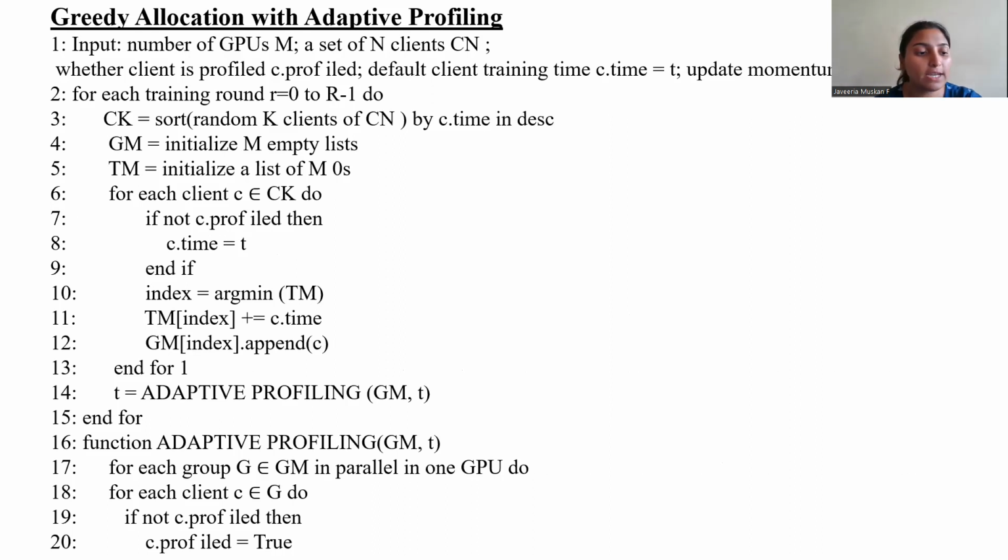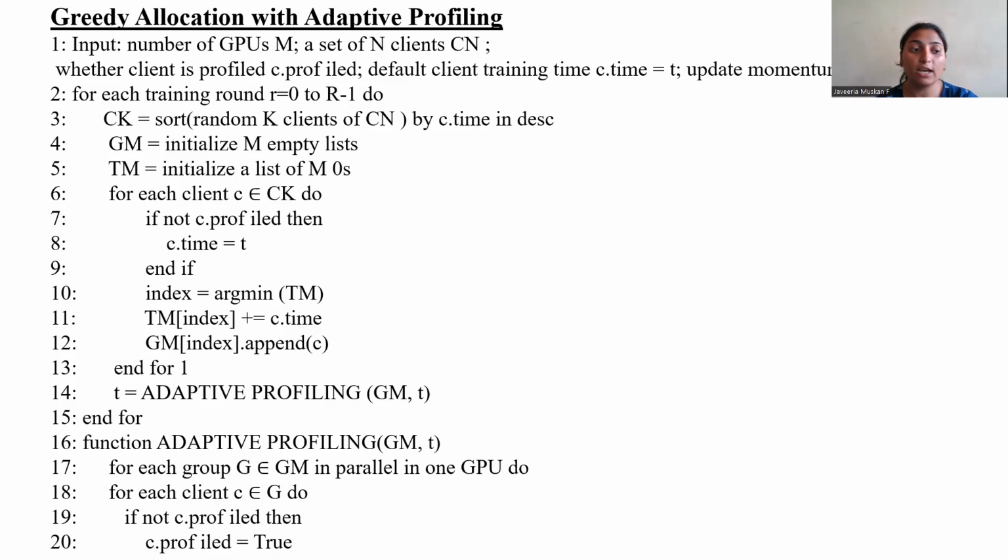Okay, the problem statement here assumes the training times of all the clients are known, and describes the problem as follows. The input is the number of GPUs M and a set of N clients, where N is greater than or equal to M. And greedy allocation with adaptive profiling is one of the algorithms that EasyFL uses. The problem is a variant of the multiprocessor scheduling problem, which is an NP-hard optimization problem.